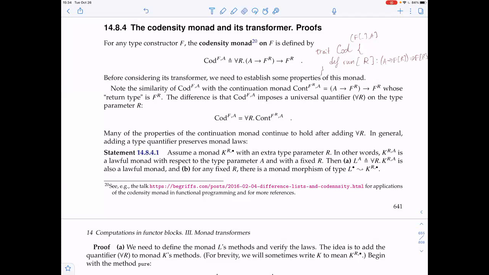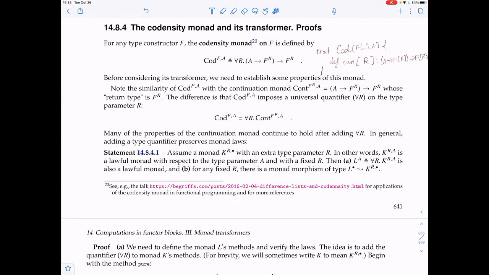So let me make it a little cleaner. Oops, I can't make it cleaner. So what is this monad? I'm not going to discuss.